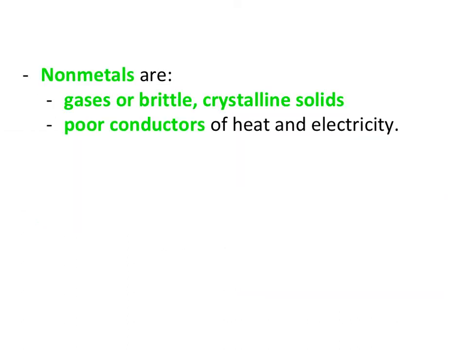Nonmetals are pretty much the exact opposite. Nonmetals are typically either gases, and a lot of the nonmetals that we see are gases, or they're going to be brittle crystalline solids. We'll see an example of this here in a minute. The key word here is brittle. Our nonmetals are going to be brittle, and they're going to be dull in color as well. They're not going to be shiny like metals are. Nonmetals are also poor conductors of heat and electricity, so they're not good substances to use for making pots and pans. They are not good for transmitting electricity. These are typically going to be more insulating in their properties. So they're really the exact opposite of metals.